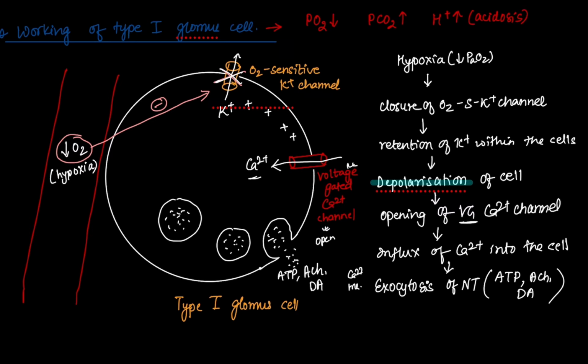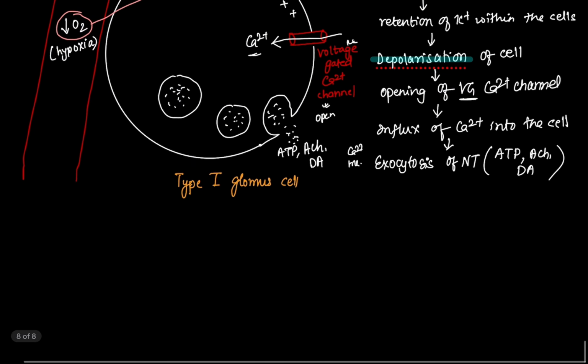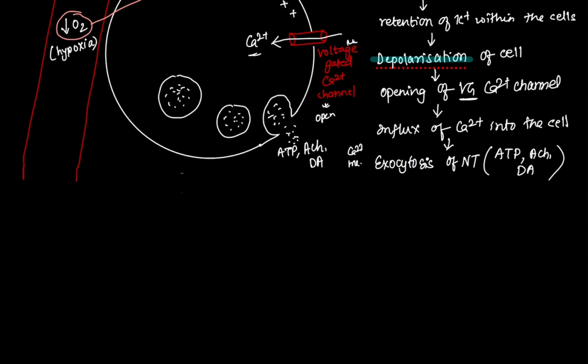Now these type 1 glomus cells are going to generate an action potential. Here there are different types of neurons, and at these neurons there are receptors for these neurotransmitters. The neurotransmitters are going to bind to their receptors, and after that an action potential is going to get generated. This action potential is going to stimulate the ventral group of neurons at the level of medulla, and after that your ventilation is going to get increased.